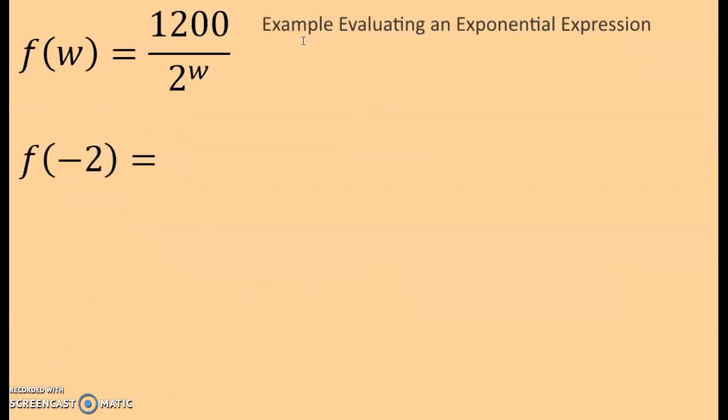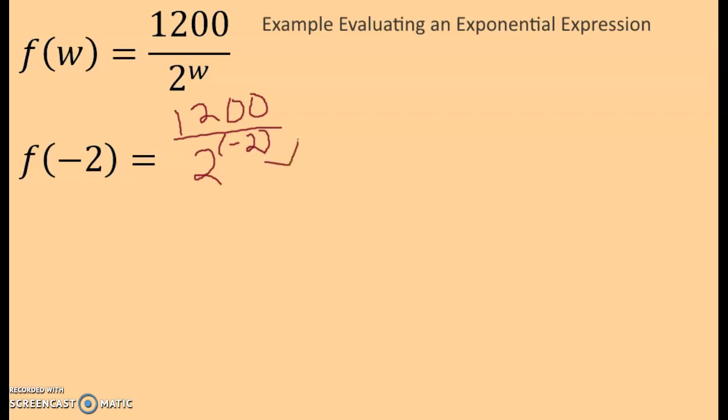We have one more. Evaluate an exponential expression. So we have f of w equals 1,200 divided by 2 to the wth power. So we're going to have f of negative 2 equals, so we copy down everything from the formula exactly how we see it, except instead of w, you replace each w with parentheses negative 2.